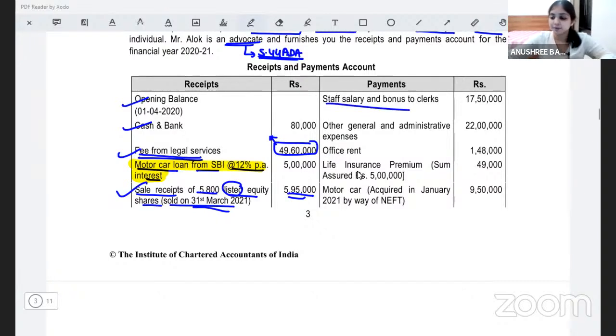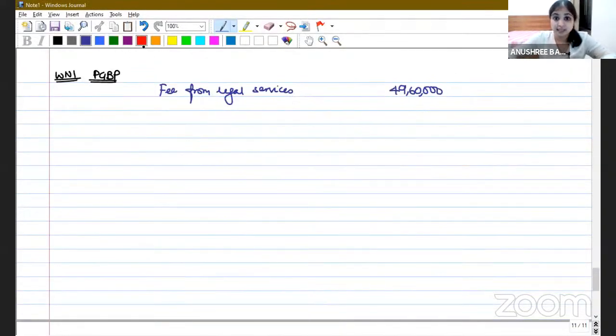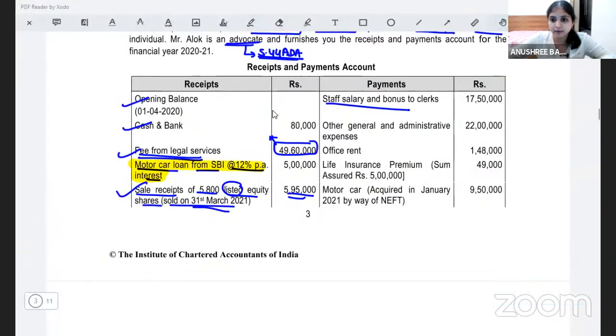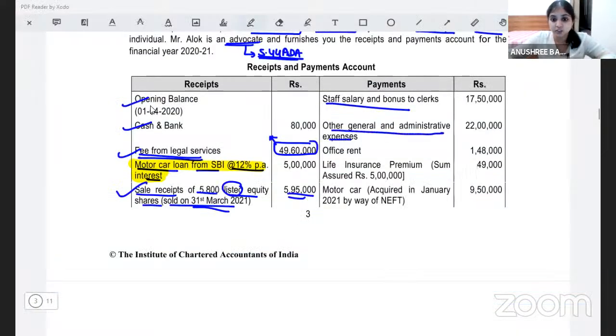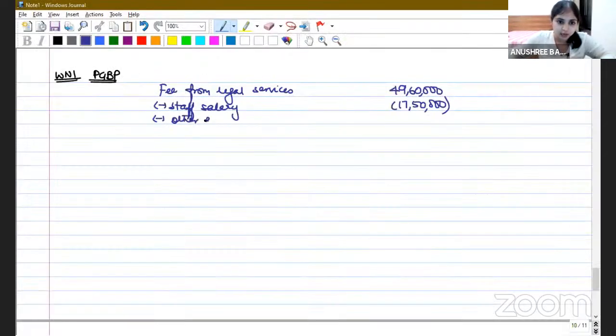Staff salary and bonus to clerks. This will go to which head? PGBP. It's an expense connected to my profession. So below this, subtract the staff salary. How much do you have? 17,50,000. Okay. From this, we have one more expense to subtract. Other general and administrative expenses. So write down other expenses. How much? 22 lakhs. Let's assume it is all connected to our profession.